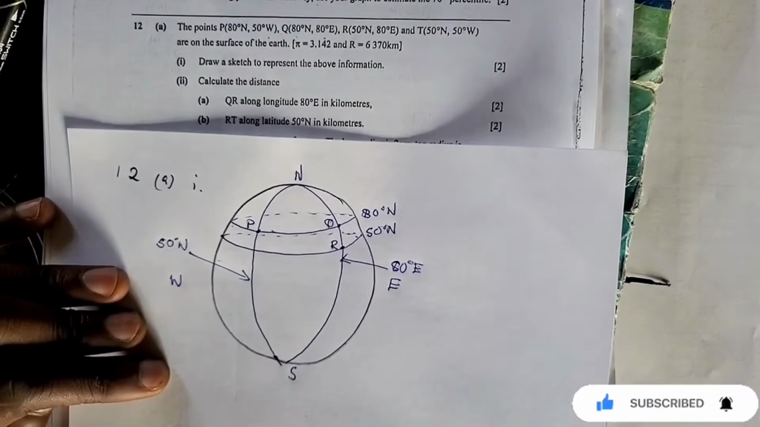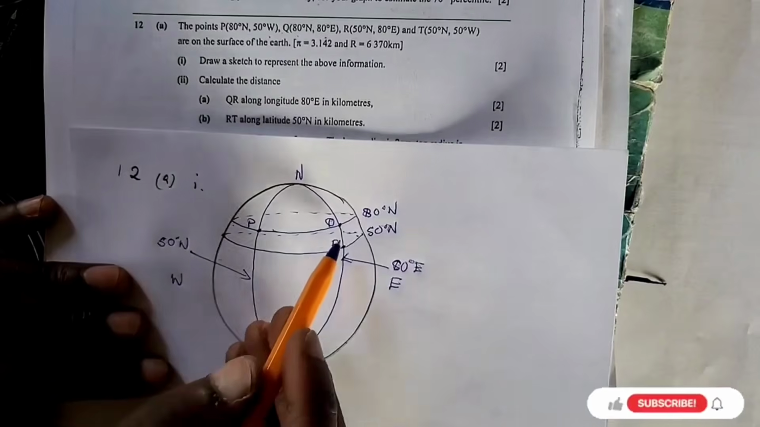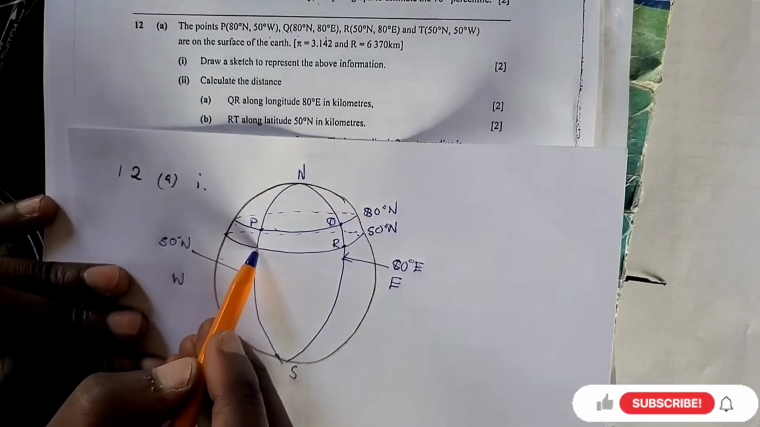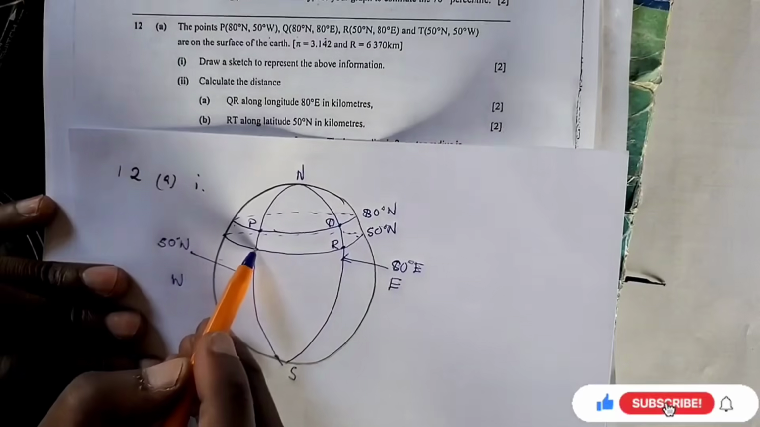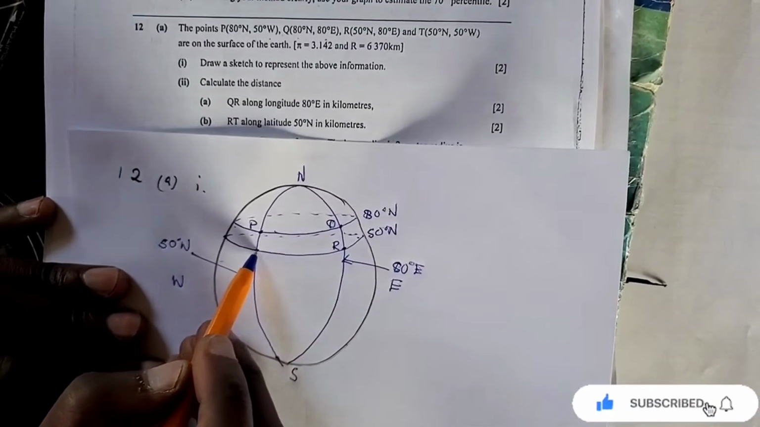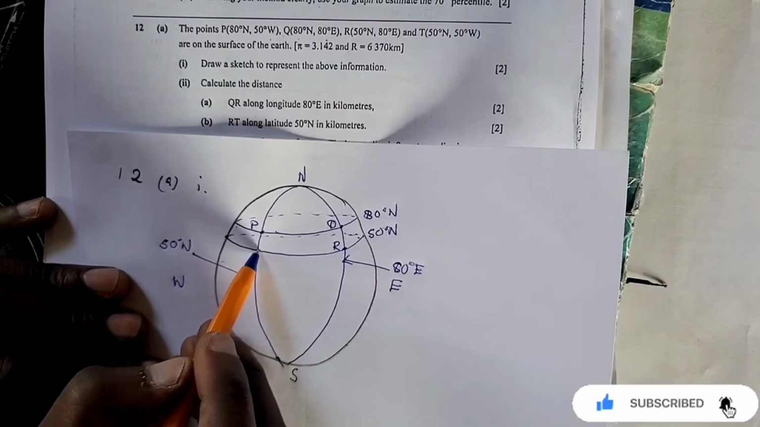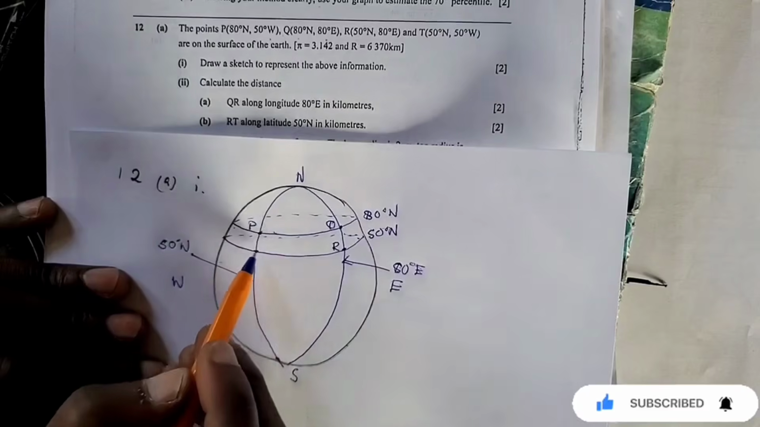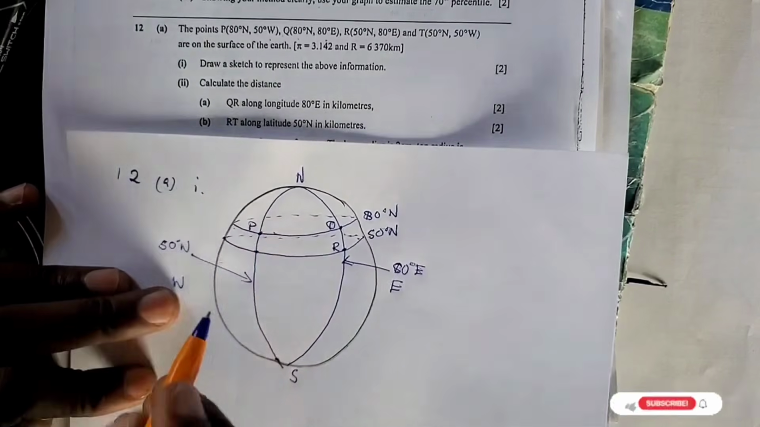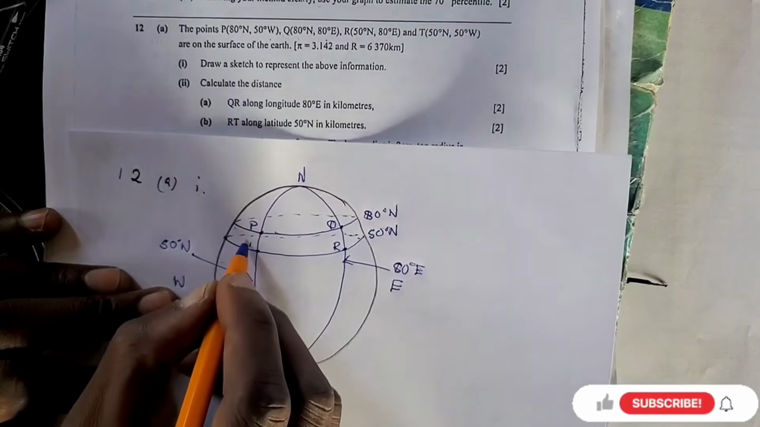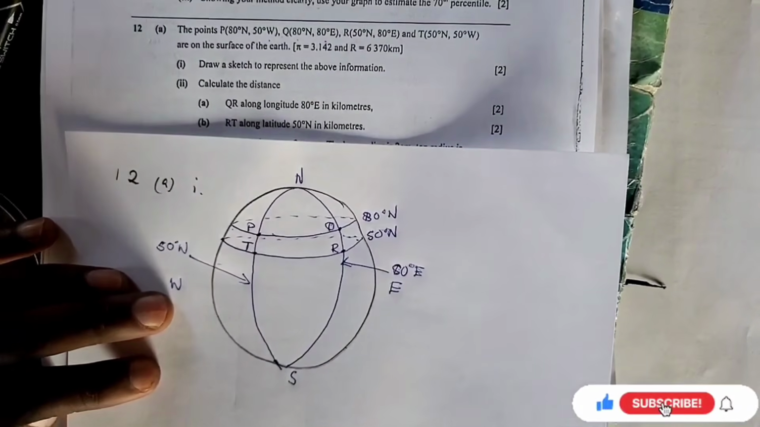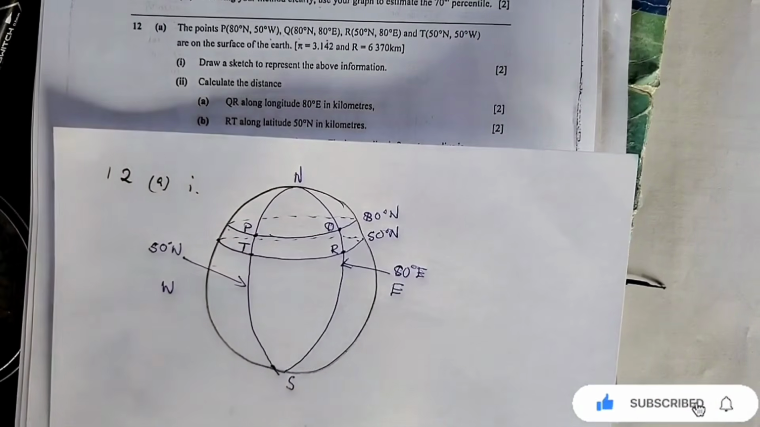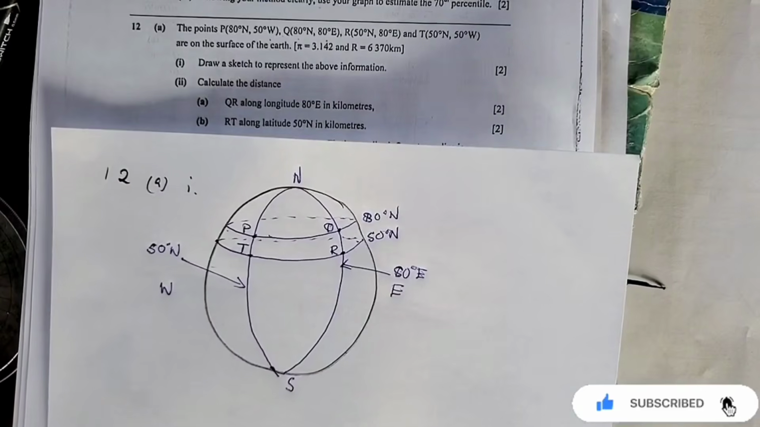And T is only 50 degrees north. We don't have south, this was nice. So on this one, it's supposed to be here. Am I right? Yes, 50 degrees north, but 50 degrees where? West. So this is T. Now, this is the sketching. We are done sketching.